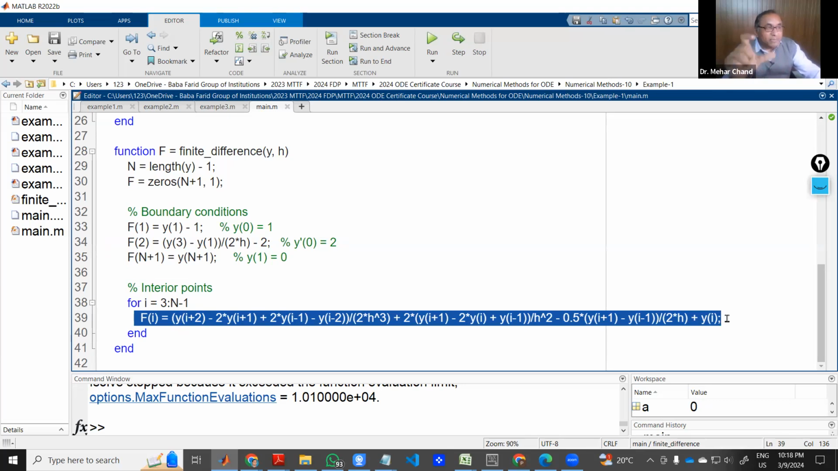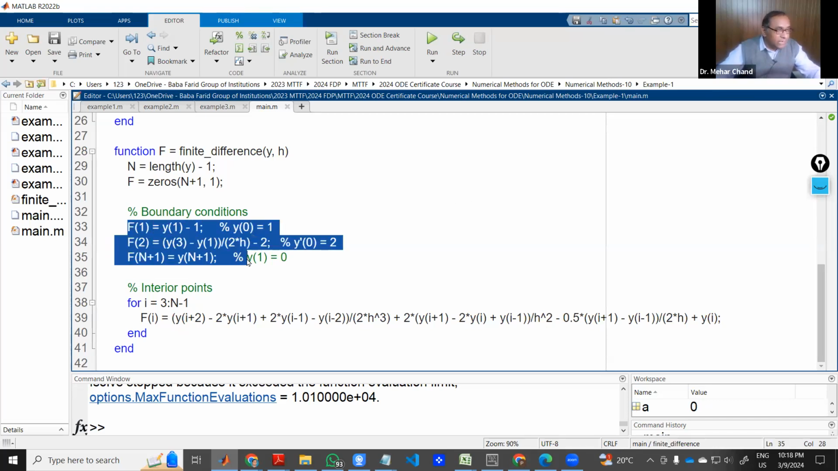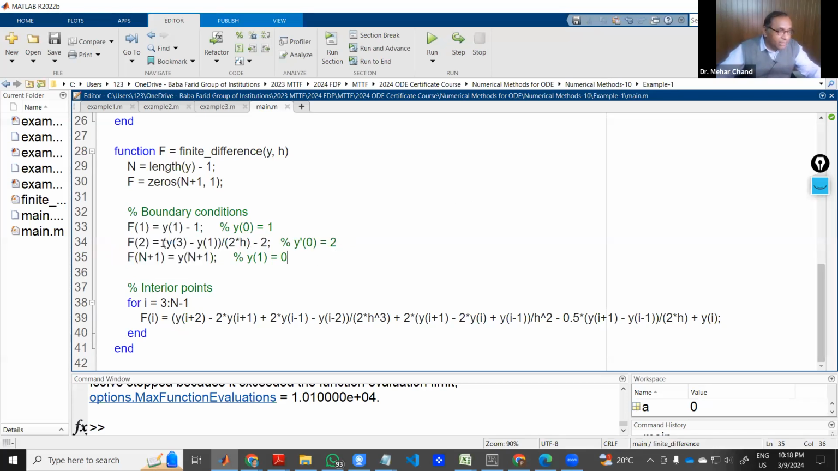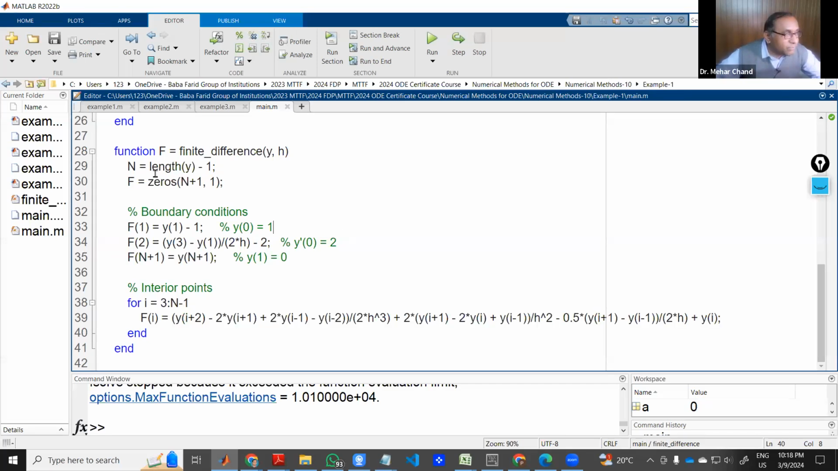But we need the intermediate values. Okay, boundary values are at this place. These are the boundary values, initial and last, and for y dash 0 also. These are the boundary values, but we need to compute interior points. So these interior points will be computed at a place, and this approach you can use for the first example and second example also. You must try yourself.